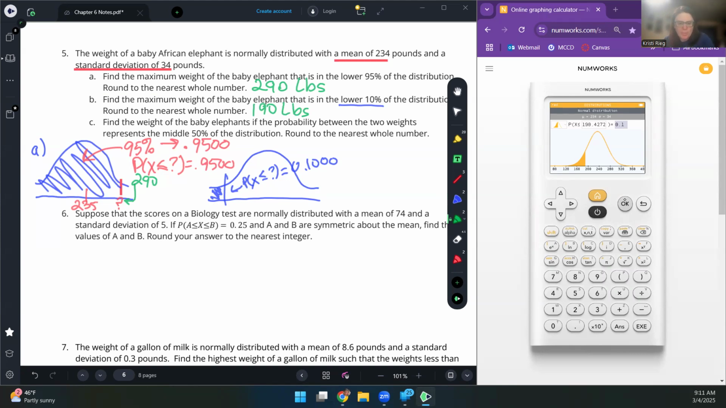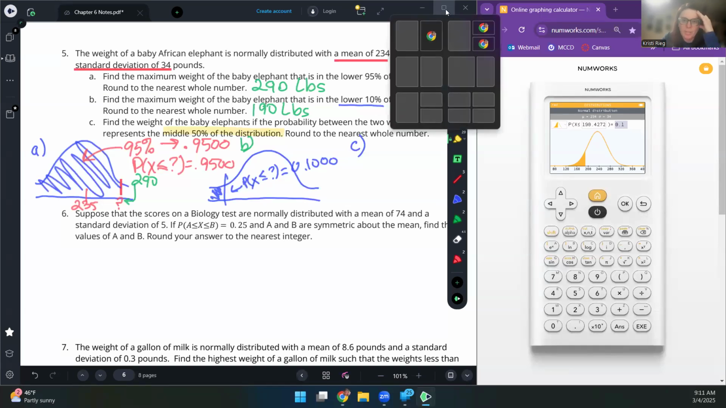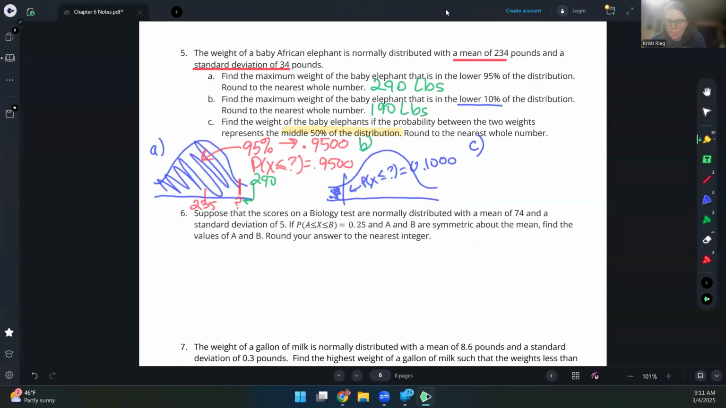Okay, last but not least, so that was B. Now for C, it's a little different because it says the middle 50% of the distribution. Now, if it was talking about this, I'm going to just make this without my calculator for a minute, and then I'll add in the calculator. That way I can draw my thing better.